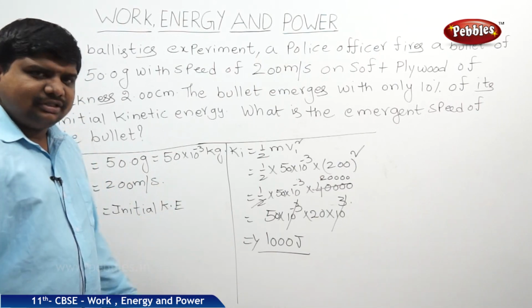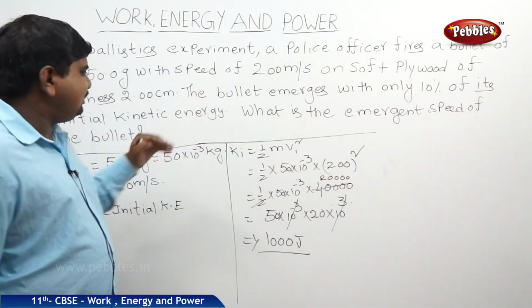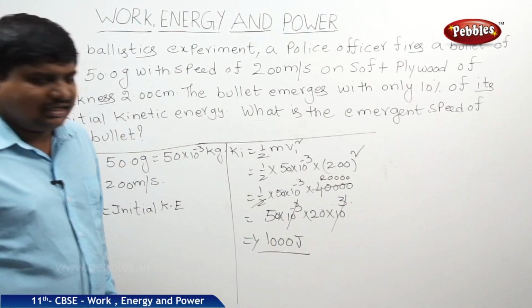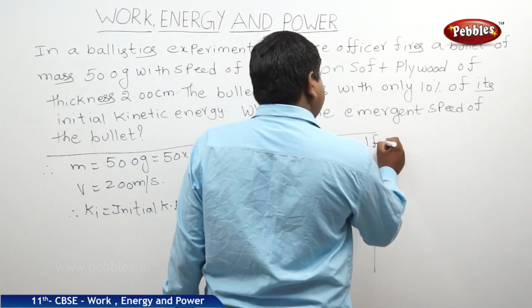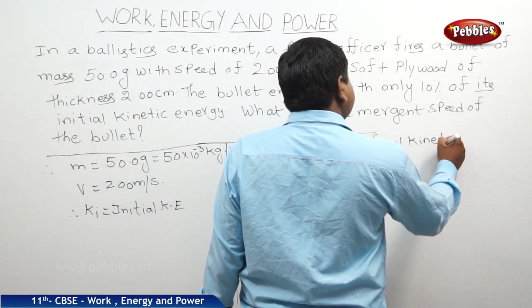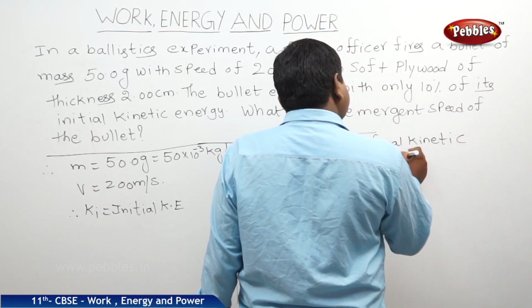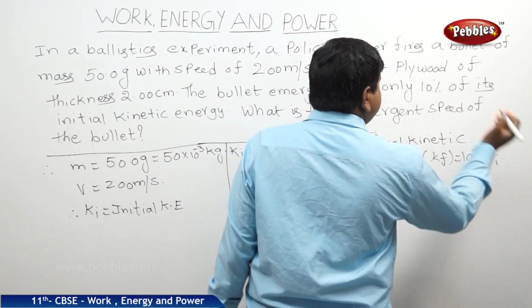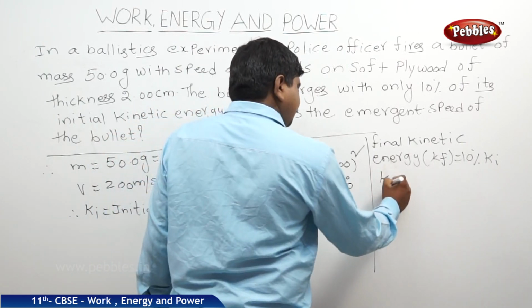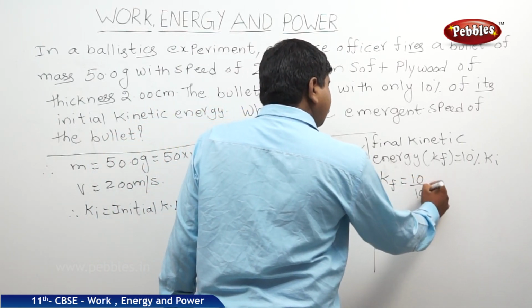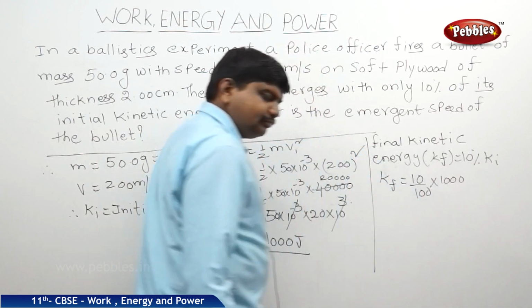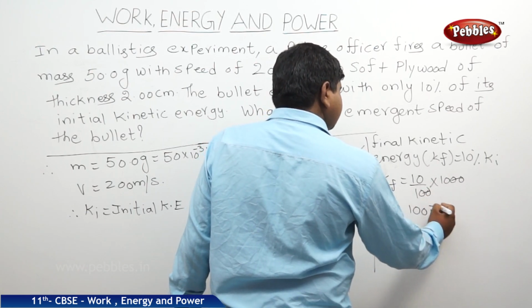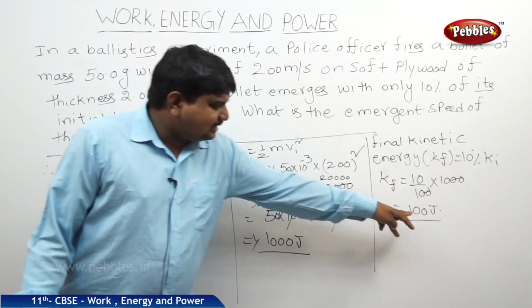This 1000 joules is the initial kinetic energy of the bullet. When it emerged out, it emerged with only 10% of its initial kinetic energy. So the final kinetic energy Kf is 10% of Ki. So Kf is equal to 10 by 100 into 1000, which is 100 joules. Final kinetic energy is 100 joules.